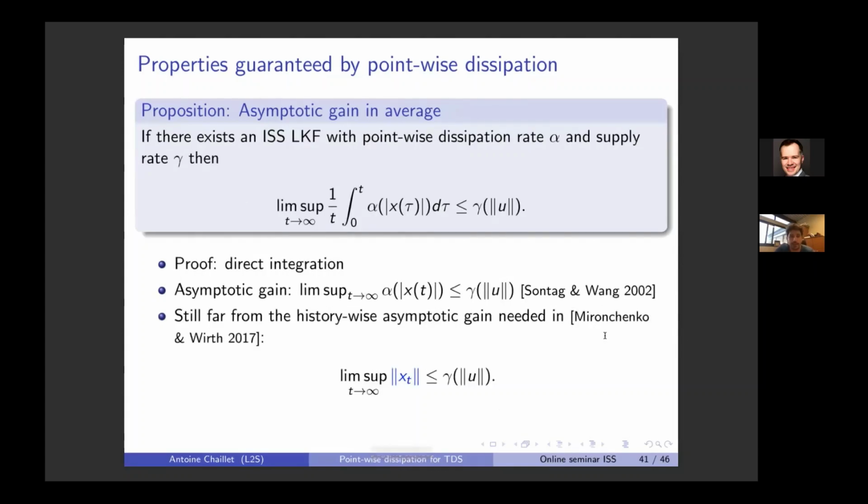And in this paper by Andrei and Fabian in 2017, the key assumption is the asymptotic gain, indeed, but of the whole history function. And so we are very far from it, because here we have just that in average, we are below at infinity and then gamma of u, but no way to check that the whole history function enters the ball of radius u.